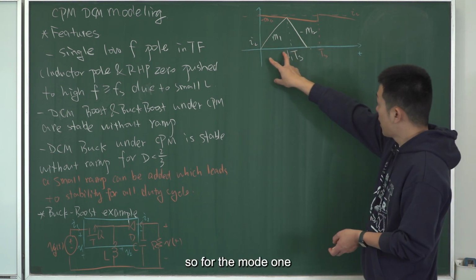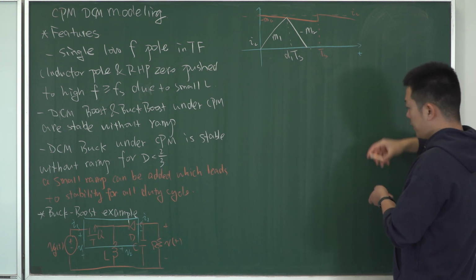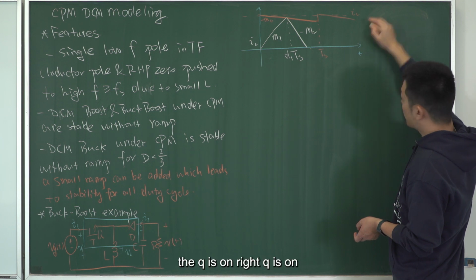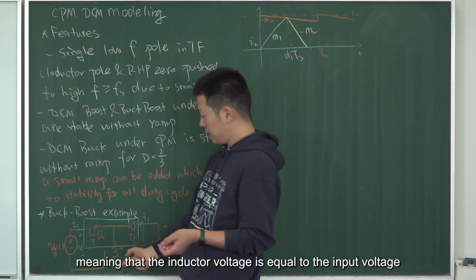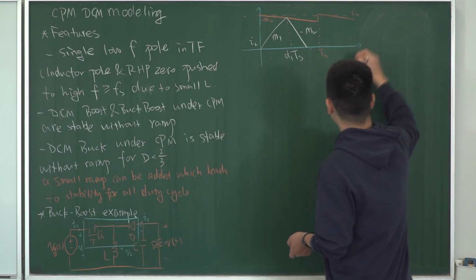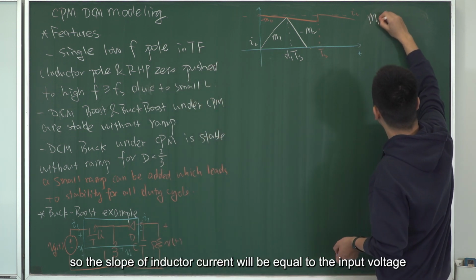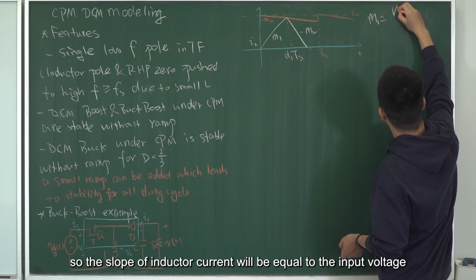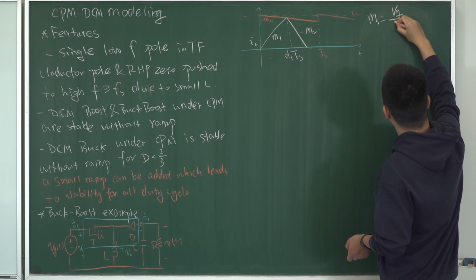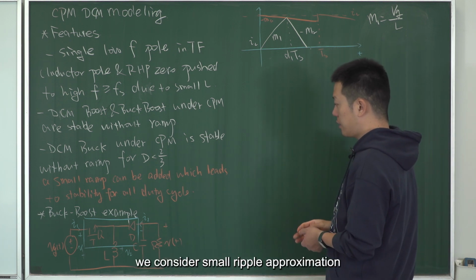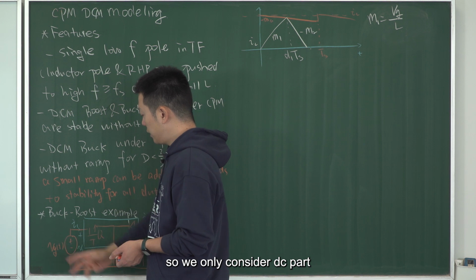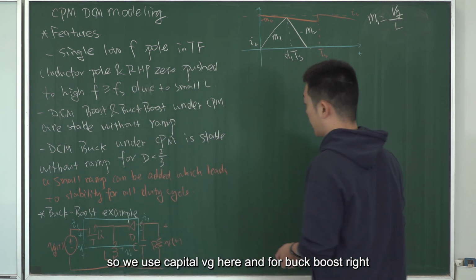So for mode 1, Q is on, meaning that the inductor voltage is equal to the input voltage. So the slope of the inductor current will be equal to the input voltage divided by L. Here we consider the small ripple approximation, so we only consider the DC part. So we use capital VG here.